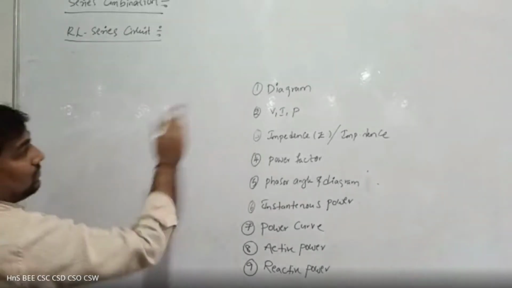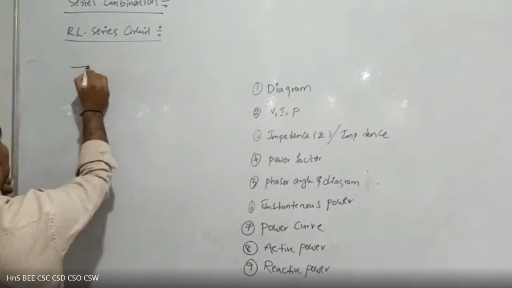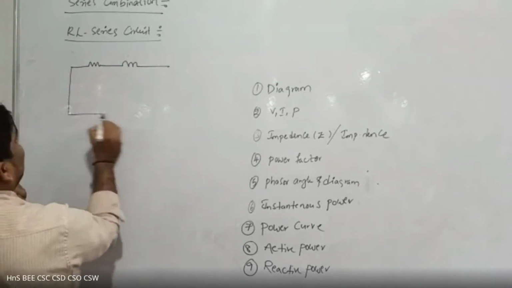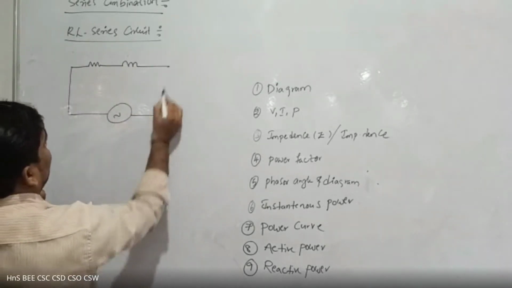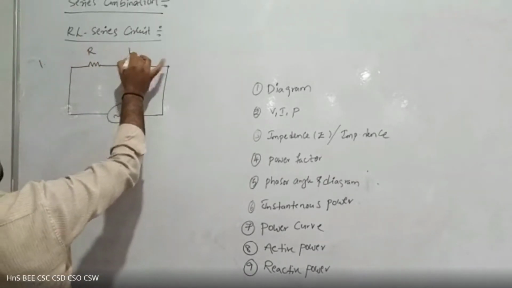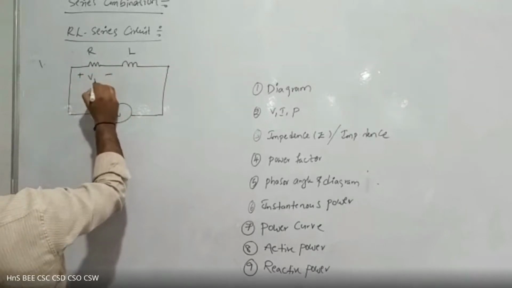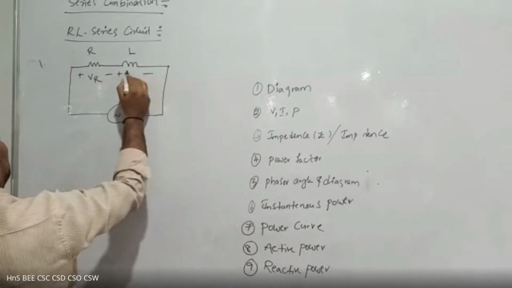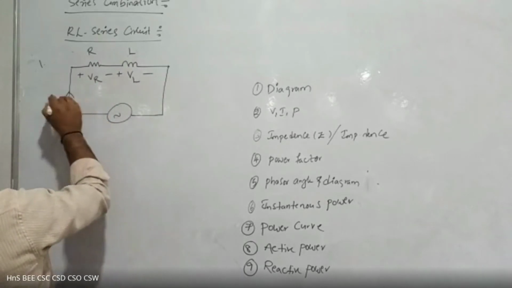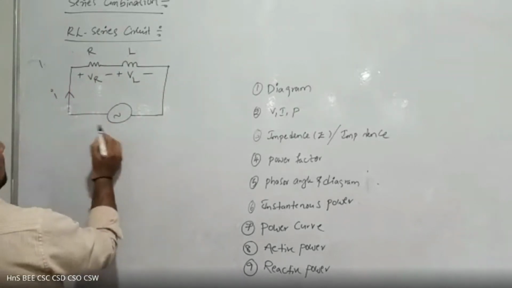Sir, how to write the diagram for the RL combination? Simply I have to take one resistance and one inductor in series connection with one voltage source. This is R, this is L, and across the resistance we have some voltage, that voltage is called VR, and this is VL. In this circuit, some current is flowing. That current is called I.